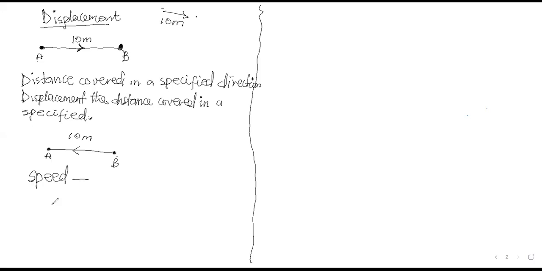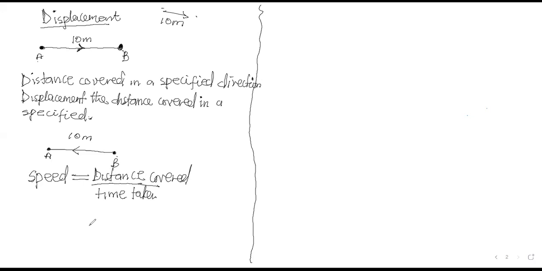Okay. Yes. So we can calculate the speed of a body by taking the ratio of the distance covered by the time taken. So distance covered divided by the time taken.